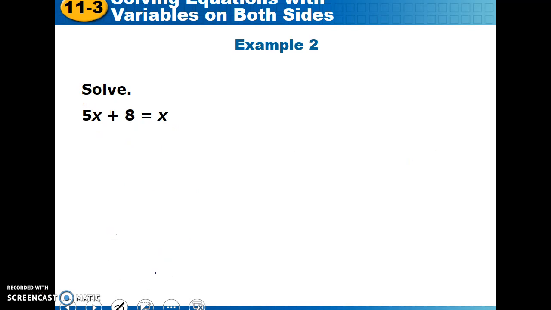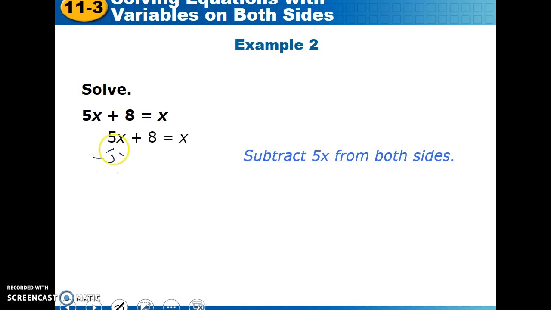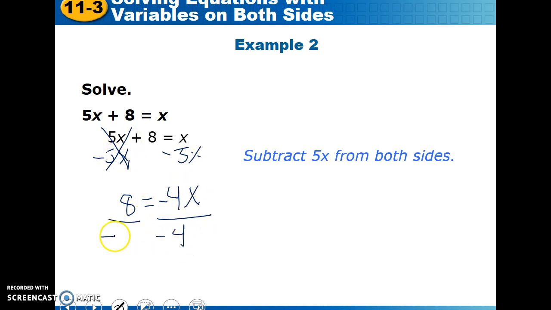Go ahead and try this one. It's very similar to our last example. Okay, so you should have gotten the x's to one side. Again, on this one, we're going to have to subtract 5x, subtract 5x. This goes away. We're left with 8 equals negative 4x. Dividing by negative 4, dividing by negative 4, negative 2 equals x. I did not have the same answer on purpose.